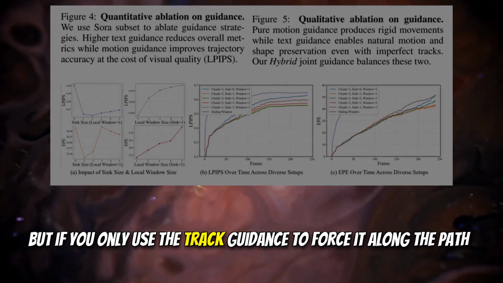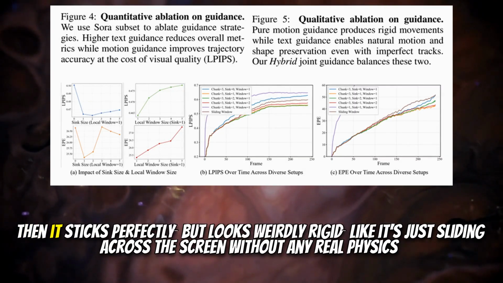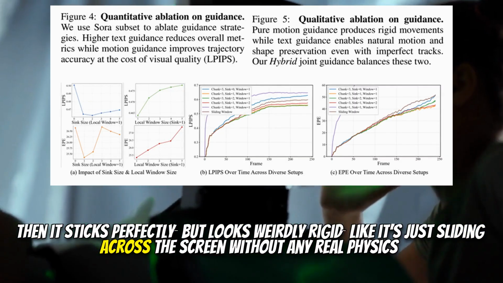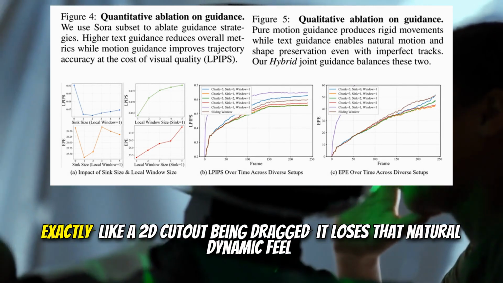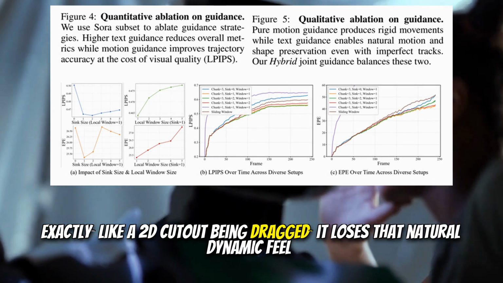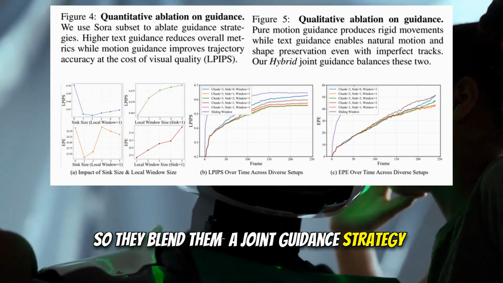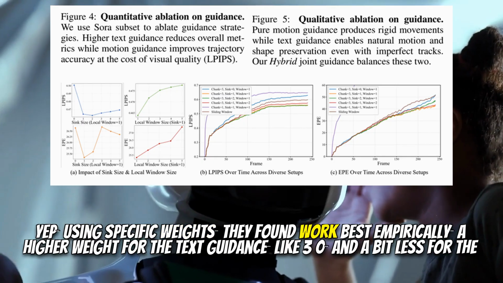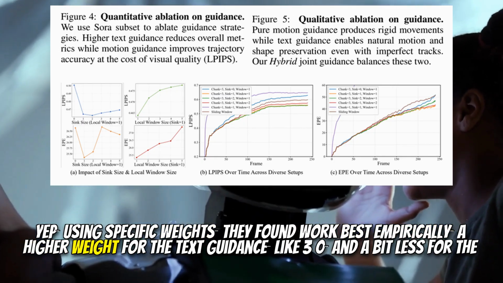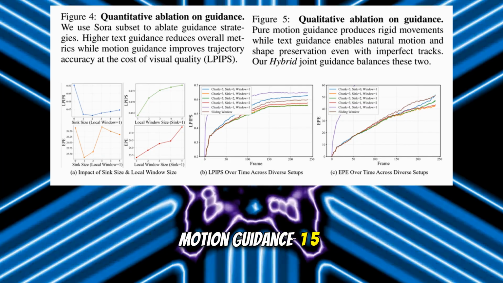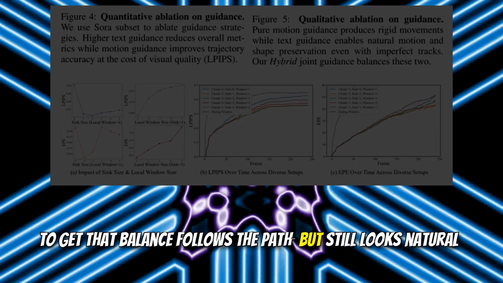But if you only use the track guidance to force it along the path, then it sticks perfectly, but looks weirdly rigid, like it's just sliding across the screen without any real physics. Exactly, like a 2D cutout being dragged. It loses that natural dynamic feel. So they blend them, a joint guidance strategy. Yep, using specific weights they found work best empirically. A higher weight for the text guidance, like 3.0, and a bit less for the motion guidance, 1.5, to get that balance: follows the path, but still looks natural.